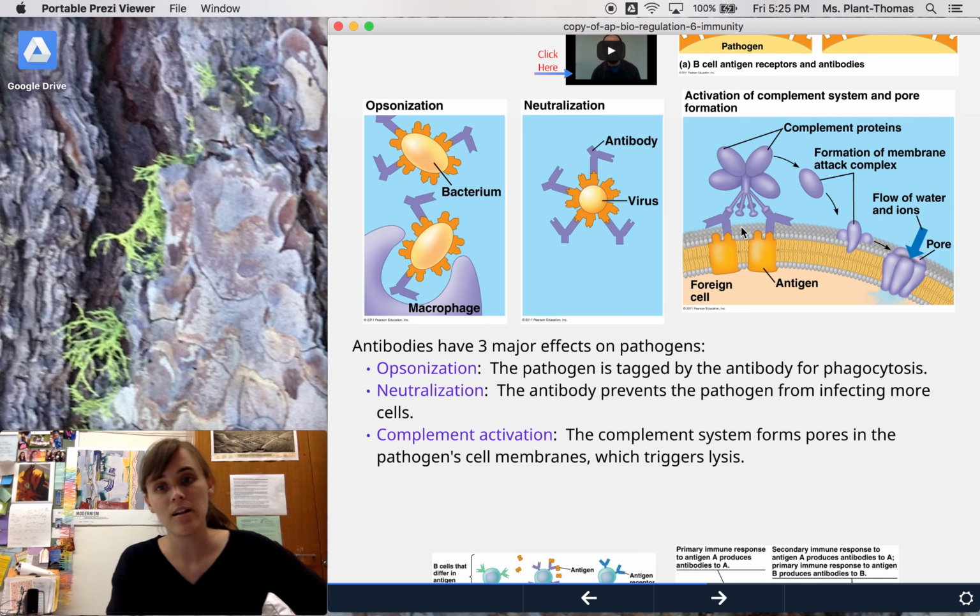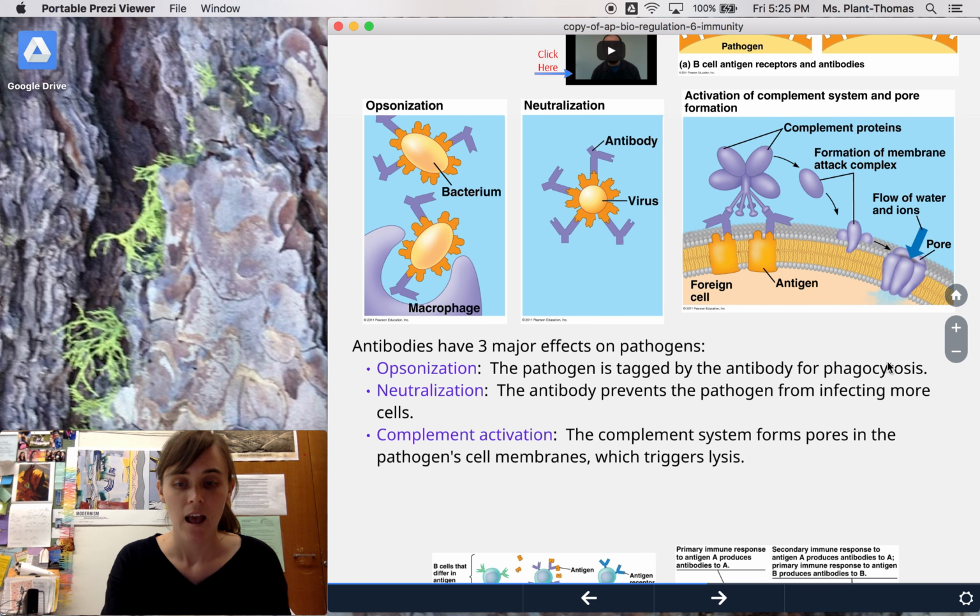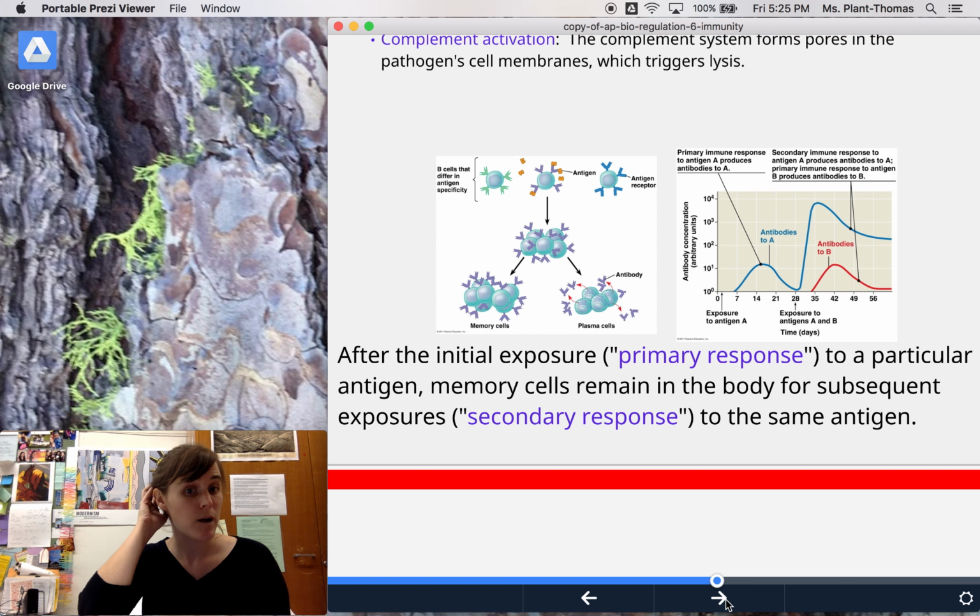And then the final option is complement activation, where your antibody binds to the antigen on the pathogen, and then something else in turn binds, and that something else actually triggers lysis. It makes that cell eventually explode or kill itself or die. Okay, so that's how antibodies can work.